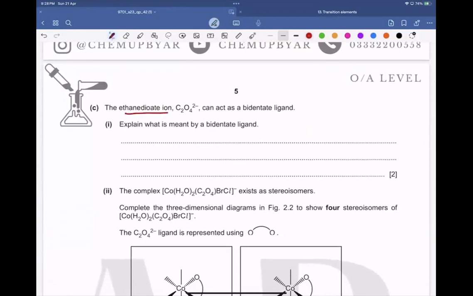The ethanedioate ions with the formula C2O4 2- can act as a bidentate ligand. Explain what is meant by a bidentate ligand.